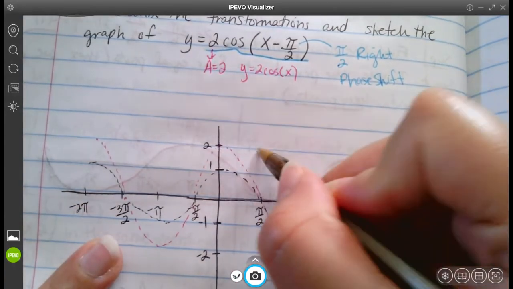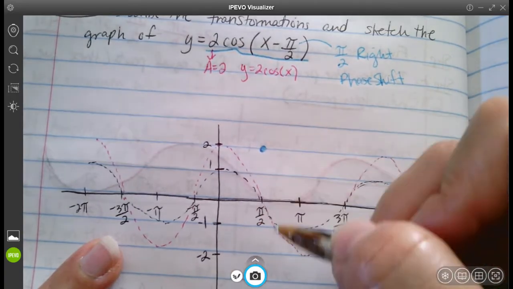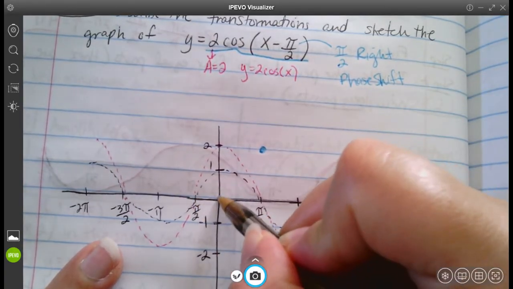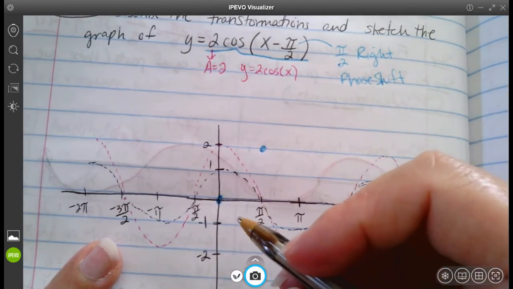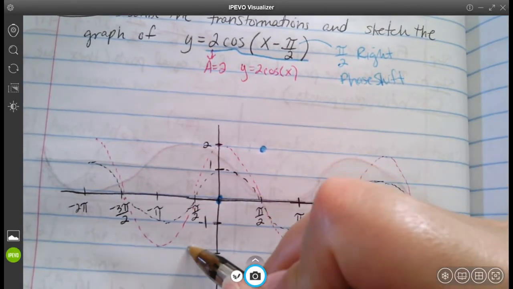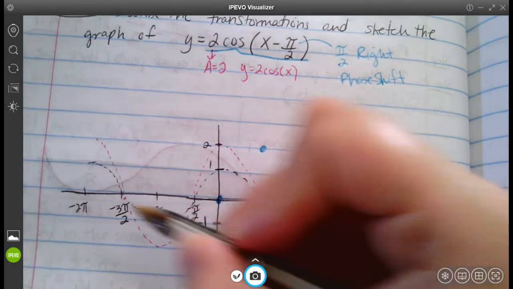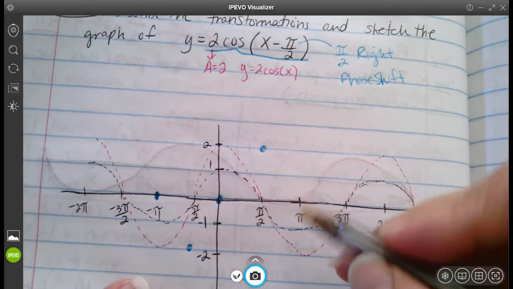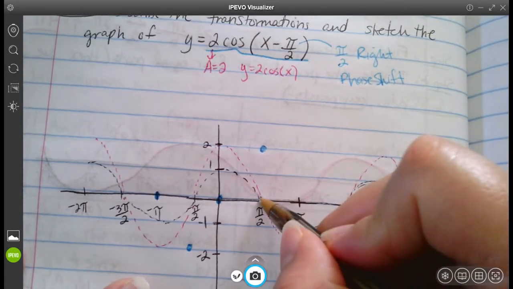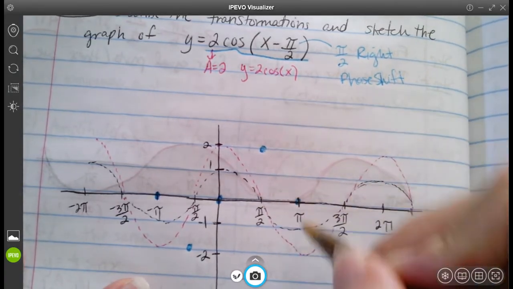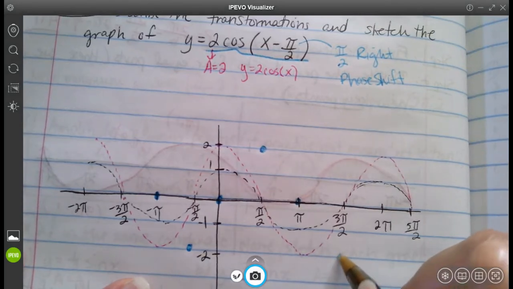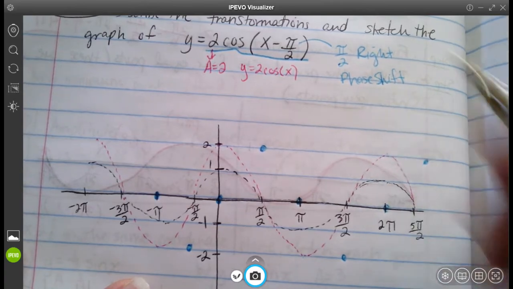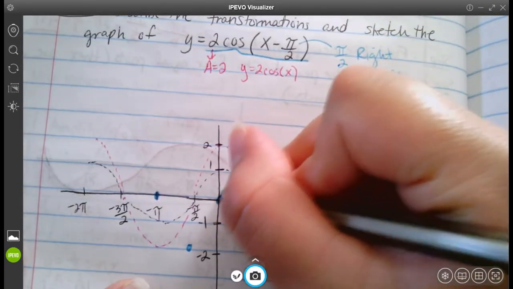This point would now be here. Okay, this point right here is going to move over pi halves. So there it is. This point's going to move over pi halves. There it is. This point's going to move over pi halves. There it is. And it just follows the same pattern. Okay. This one, oh, sorry, this one's going to move over here. This one's going to move here. This one there. And this one there. So we kind of have something like this.